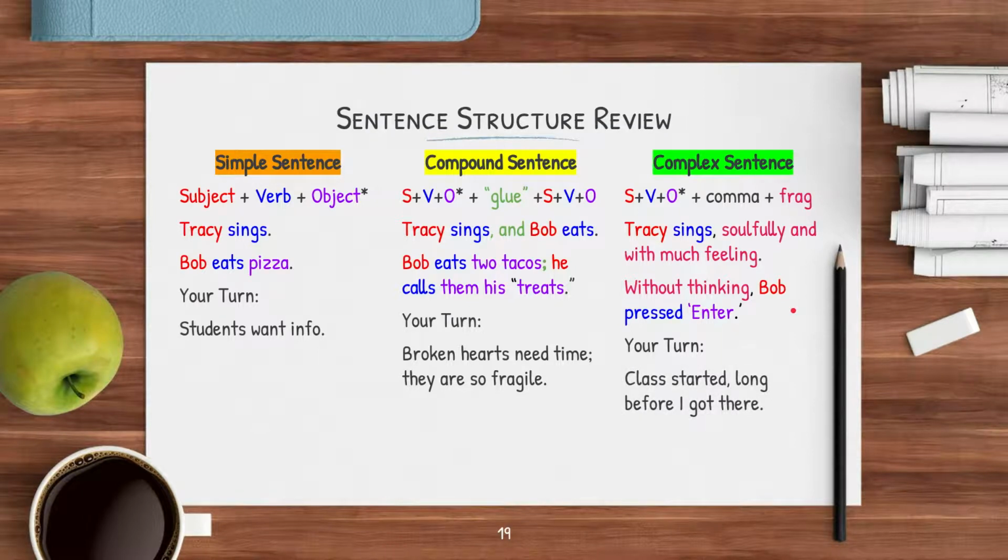Class started, comma, long before I got there. Be careful with this one, right? Identify the full sentence first, and then identify the fragment, and then label the elements in that full sentence. What is the subject? What is the verb?